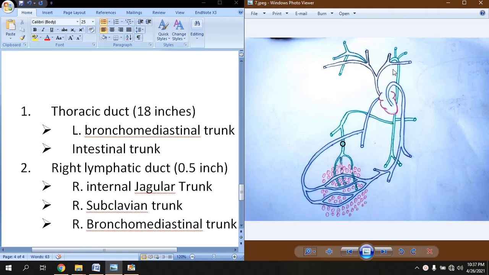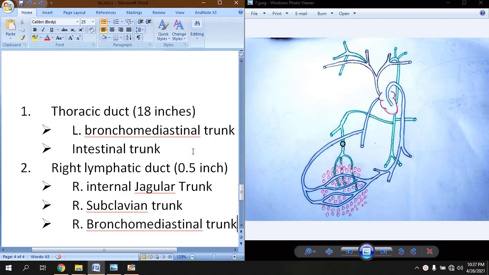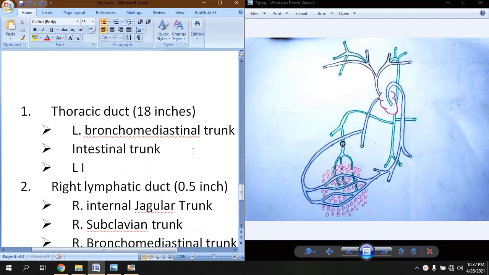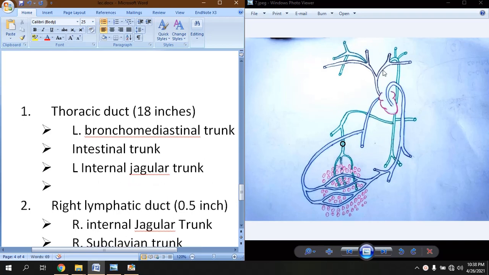Now in this slide you can see this thoracic duct, as I have explained in the previous slide, that two branches are there: this is the intestinal trunk, this is the left mediastinal trunk. Two branches are there and two branches are there. This is the left internal jugular trunk. I am going to write it, left internal jugular trunk. The next one, this is the left subclavian trunk.